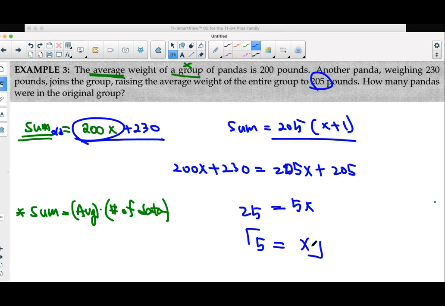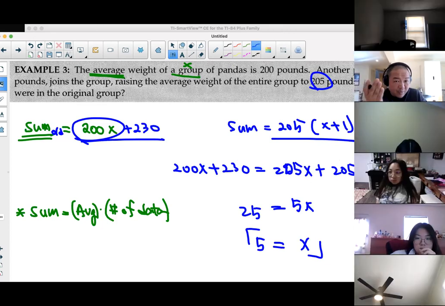So once again, when they talk about the average, what do I want you to think about? I want you to think about the sum. It's a sum problem, essentially. All right? That's usually the key.